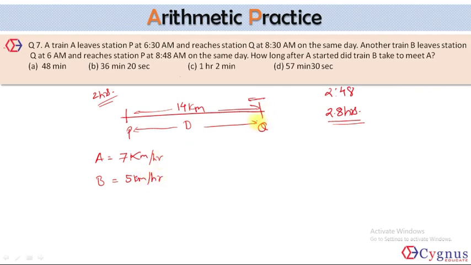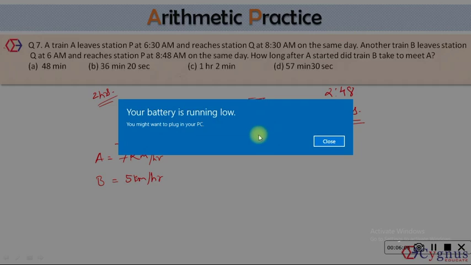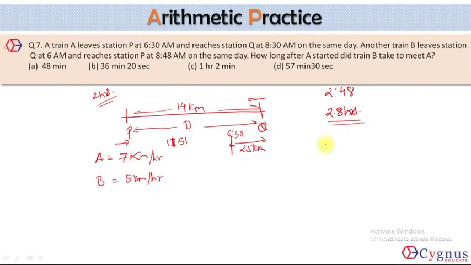The second train started at 6 am, and before the first train starts, the second train must have traveled for half an hour. So in that half an hour with a speed of 5, the second train will cover 2.5 kilometers. At 6:30 the second train will be here and the first train will start from here. The gap between them is, sorry, 11.5 kilometers. So they need to cover these 11.5 kilometers.